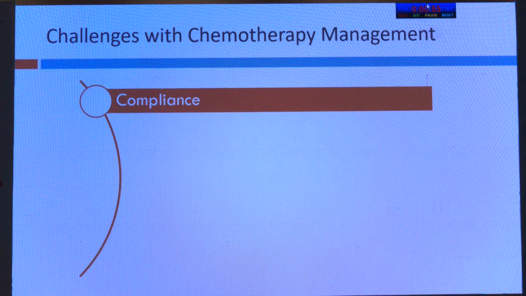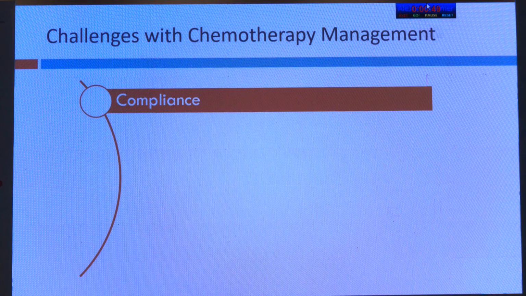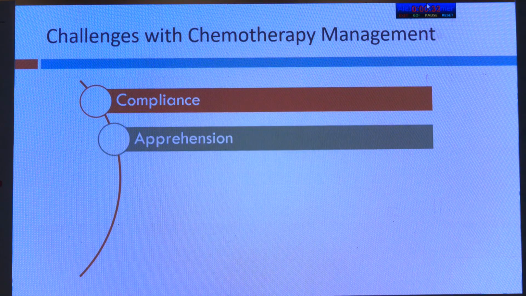The main challenge with chemotherapy management remains compliance, because when you're doing chemotherapy, you need to see the patient every 3 to 4 weeks and decide upon the need for injection, or if the patient is not improving, you need to decide for surgery. So good patient compliance and good counseling before you opt for chemotherapy as an option for your OSSN patient is very crucial. Then second is apprehension.